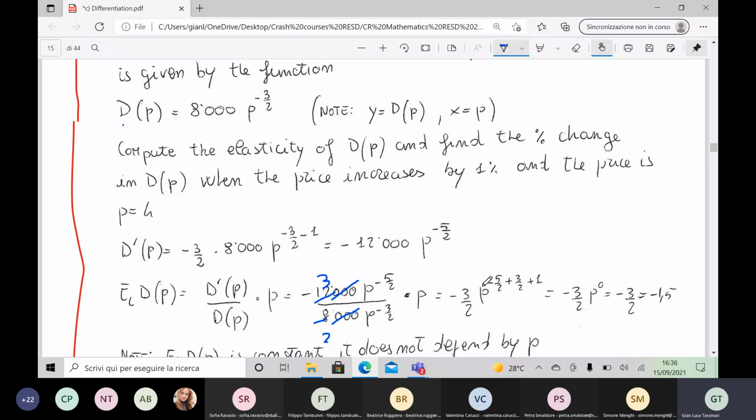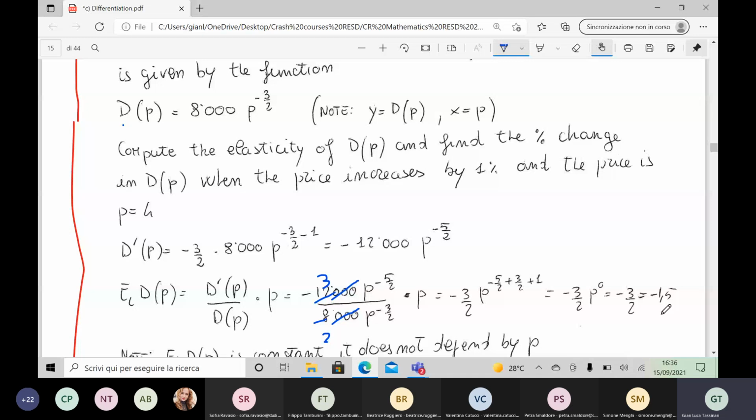Now, if you make the common denominator and you make the sum, you have (-5 plus 3 plus 2)/2, so P to the power 0. So P to the power 0 is 1. So you get -3/2, which is equal to -1.5. So what did happen?